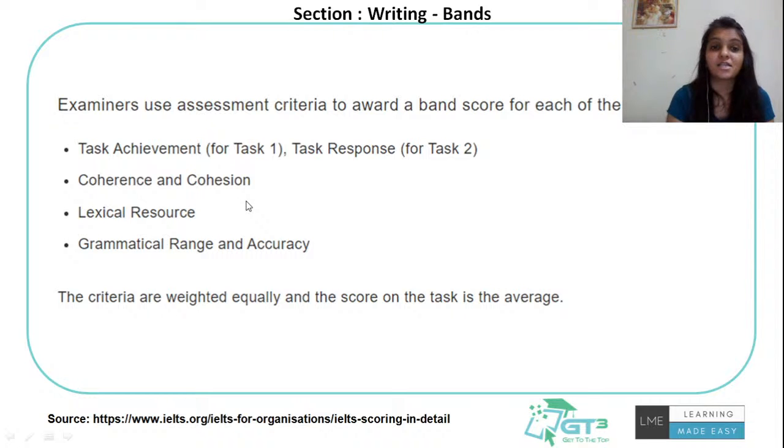Your sentences should link to each other, and even your paragraphs should link to each other. That's the most important thing: in one attempt only, the examiner should understand what you are trying to write. He or she should not have any problem figuring out that one sentence is in the other paragraph, or a mixture of keywords and explanations and everything. It should be very clear. So that is the most important thing in coherence and cohesion.